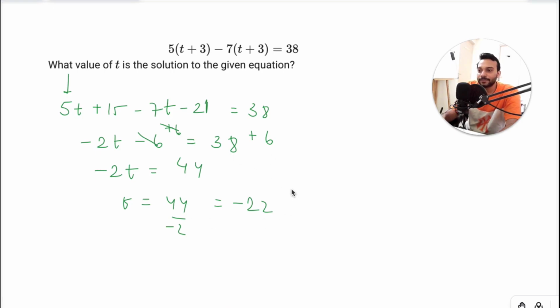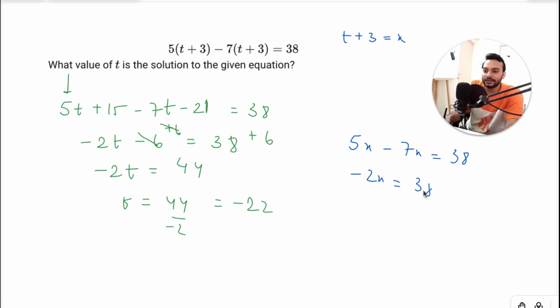This is one approach. What is the other approach? I'm doing it in blue. As you can see, both variable terms are written in terms of t plus 3. Let's take t plus 3 as x. 5x minus 7x is equal to 38. Negative 2x is equal to 38. x is equal to negative 38 over 2, or negative 19. x is negative 19. t plus 3 is negative 19. t is equal to negative 19 minus 3, or negative 22.